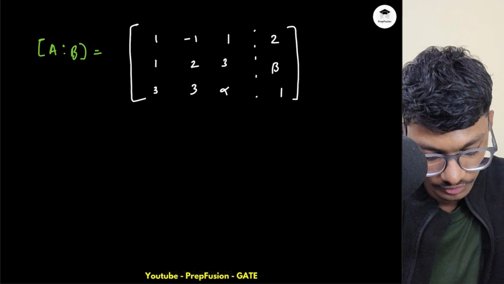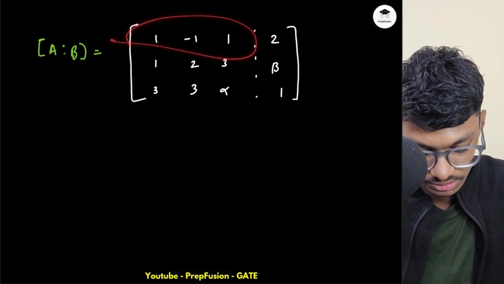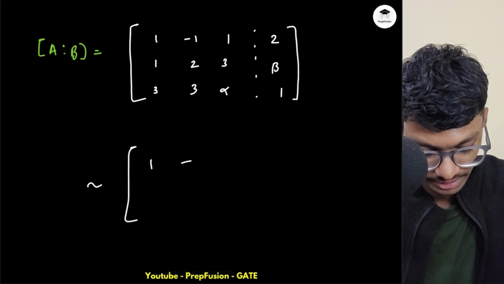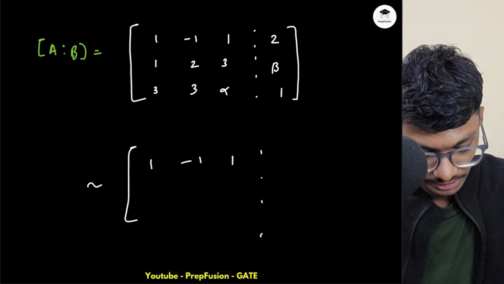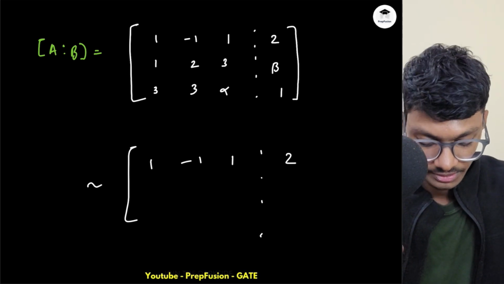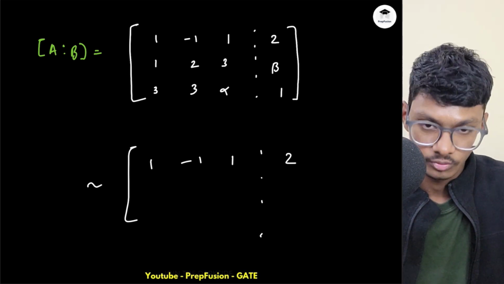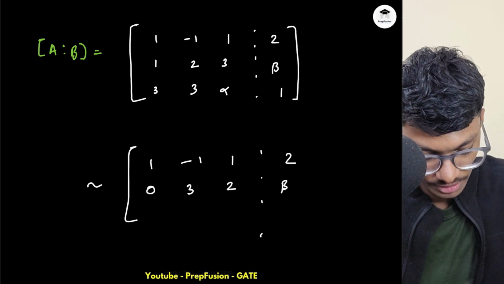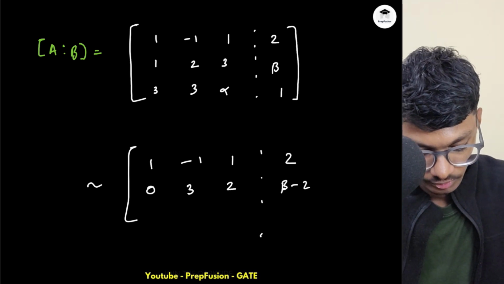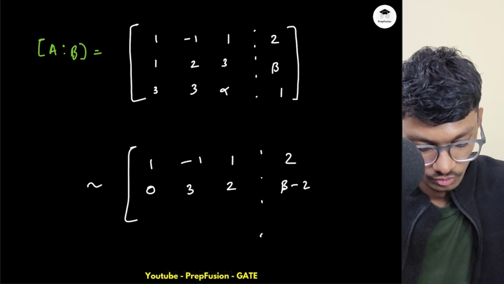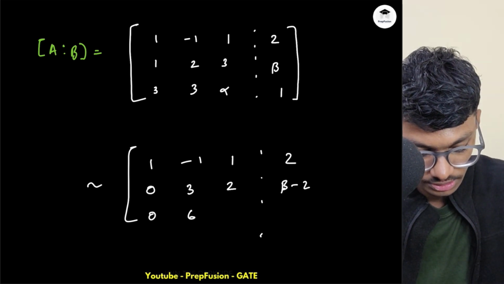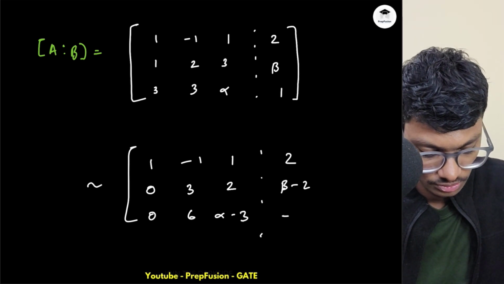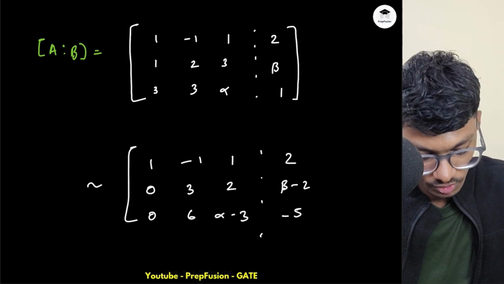So basically what we'll do, we'll just simply use a row echelon format. So I can simply multiply 3 times this. I will just not write the operations because that will just waste our time. So I hope you understand, right? So I will subtract row 1 from row 2. So this will be 0, this will be 3, this will be 2, this will be beta minus 2, and I will subtract 3 row 1 from row 3. So this is 0, this is 6, 3, so this is alpha minus 3, and this is minus 5, right? This is minus 5. So yeah, this is the equation that I get.